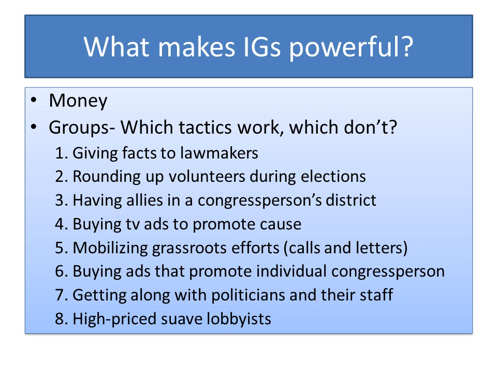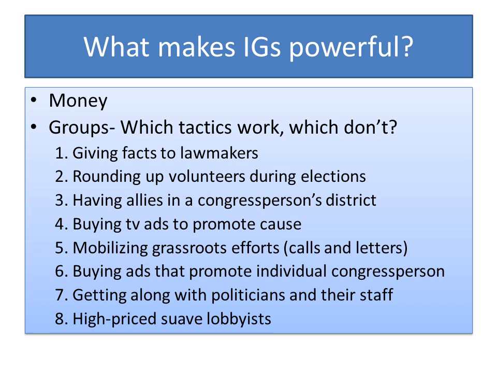So number 1, giving facts to lawmakers. That falls in the yes, that works. It's really handy when you have a million different pieces of legislation to go over to have these lobbyists give you a packet that summarizes everything you need to know about coal production. Rounding up volunteers, not quite as effective. Having allies in a congressperson's district, yes, very influential. If you can say, hey, I know you're up for re-election and Bill Johnson, who owns every car dealership, is behind us, that matters. Buying TV ads to promote the cause, staff members and legislators say, not as effective.